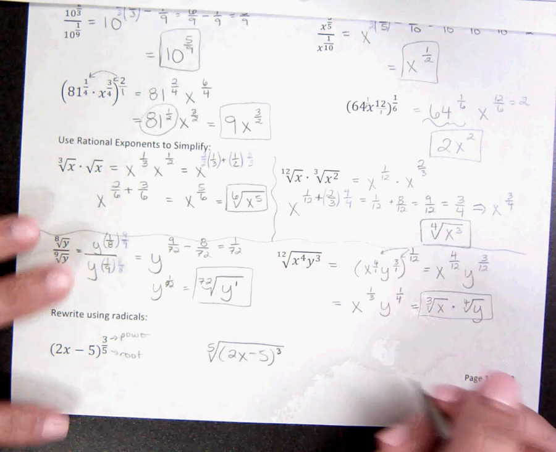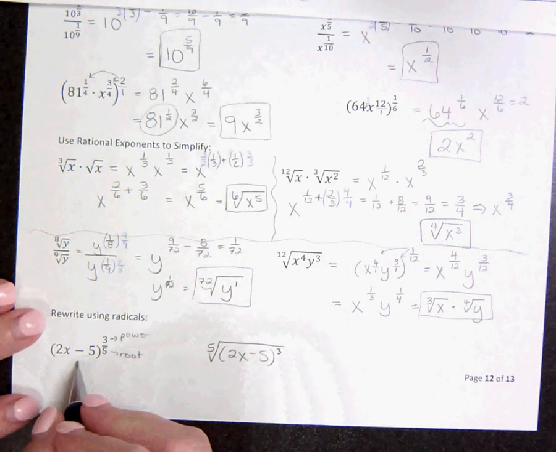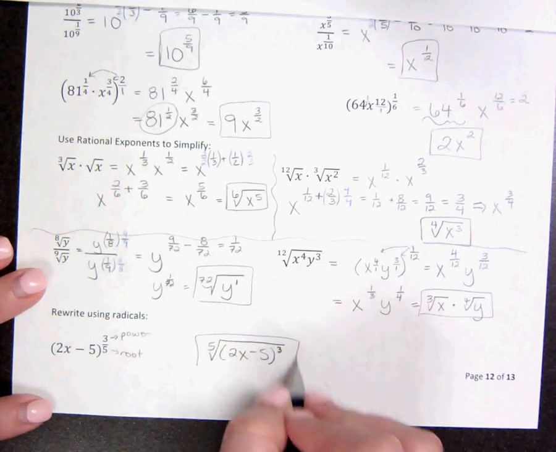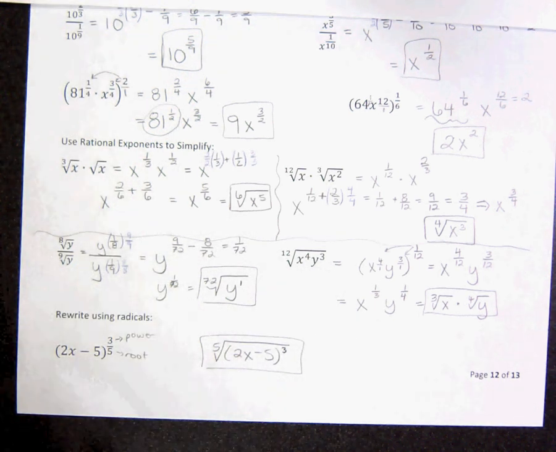And again, that will come in handy for solving. Right now there's really not much to do with it. It's just rewriting it from rational exponent form into radical form. So that's all it wants you to do. And that is converting radicals with rational exponents.